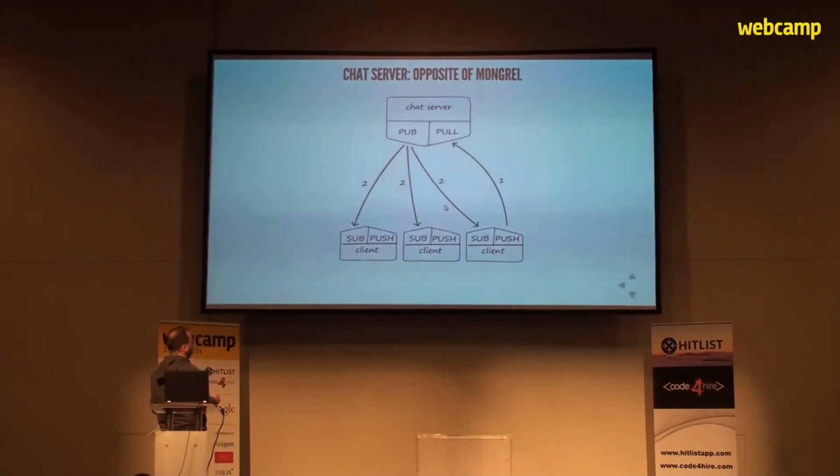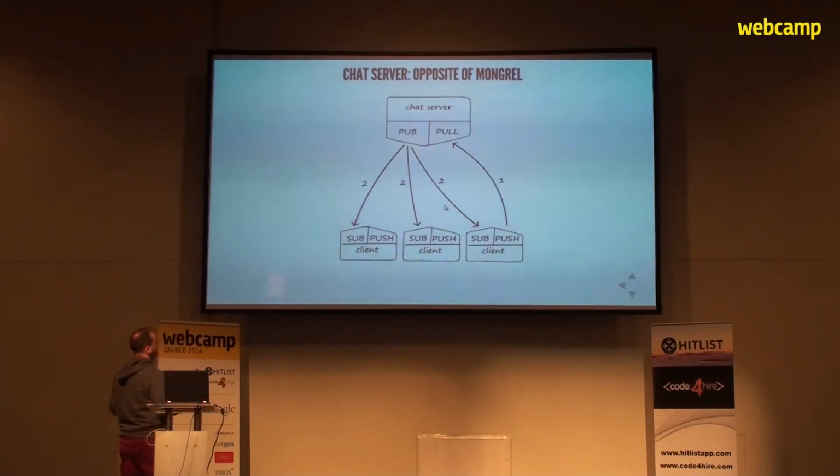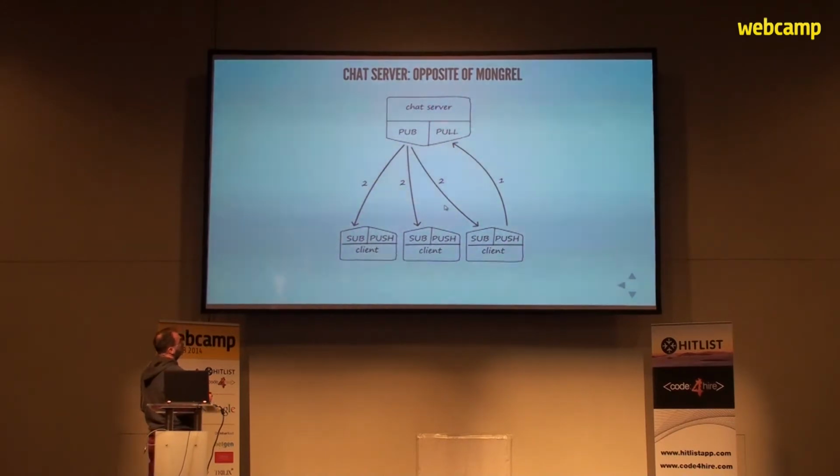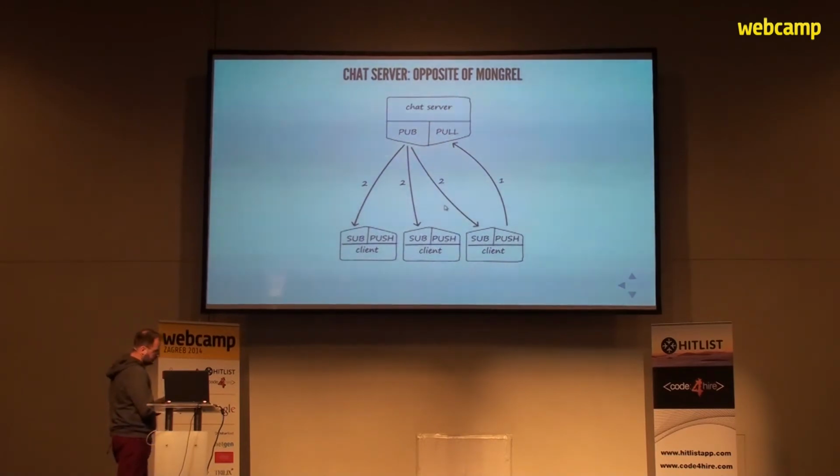Another example is actually quite the opposite thing. It's some kind of chat server. You have a client which sends a message to the server through a push socket to the pull socket, and then the server simply reads it from the pull socket and writes it to the pub, to which all the clients are connected, and they all get these messages delivered to each instance of the client.